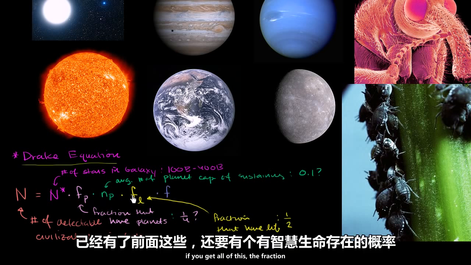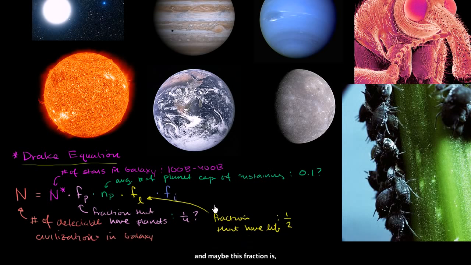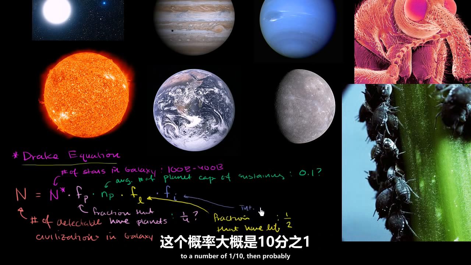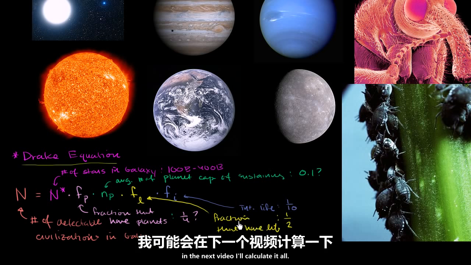If you get all of this, the fraction that actually end up having intelligent life. And maybe this fraction is, so intelligent life over here. So intelligent life, this is maybe, I'll throw out a number, 1/10. And probably in the next video, I'll calculate it all.